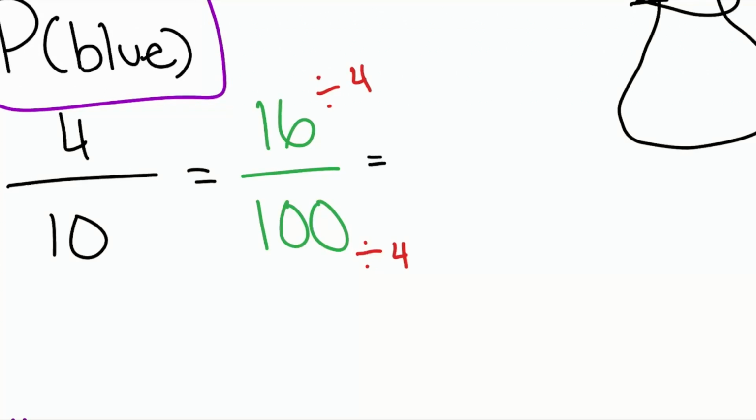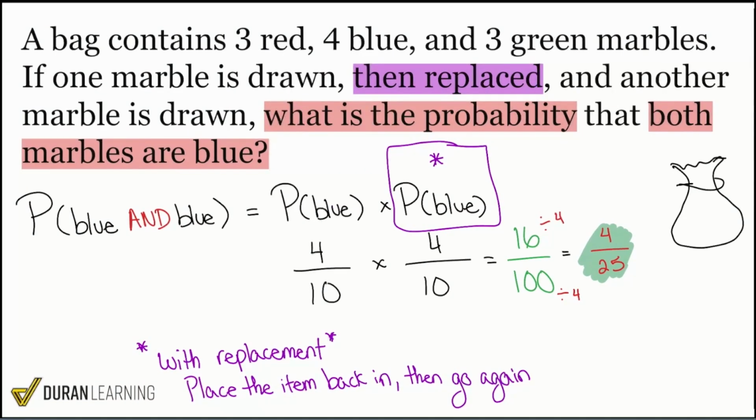But here we go. 16 divided by 4 is 4. 100 divided by 4 is 25. And there's our final answer right there. So if you were to, again, randomly try to pick a marble, put that marble back, pick again, the odds of you getting blue twice in a row, here are the odds. 4 over 25, or a 16% chance. And there we are. So when it comes to replacing the item back in, do we see how the conditions are the same for the next time around?